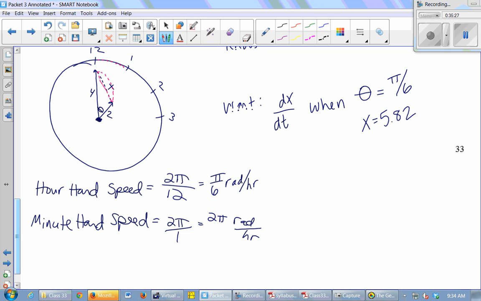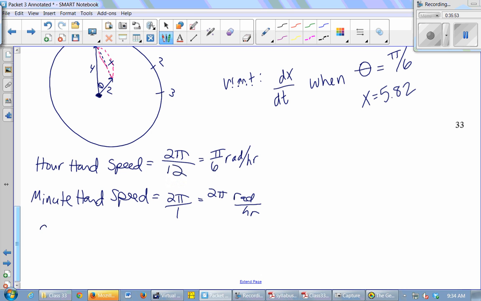All right, so if I know the speed of the hour hand and the speed of the minute hand, what I really want to know is the speed of the angle between the two. How fast is that angle closing, right? Or getting bigger, right? So the speed that this angle is changing is the difference between these two speeds. So that means I know d theta dt.